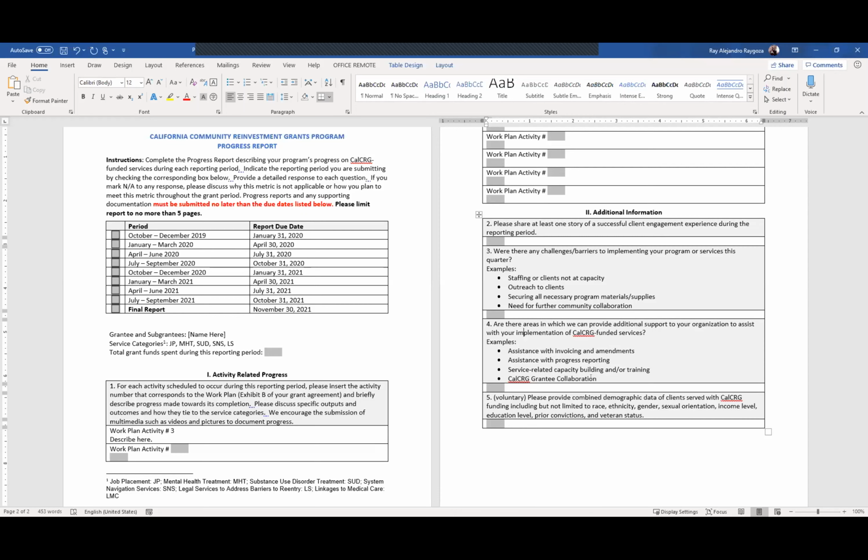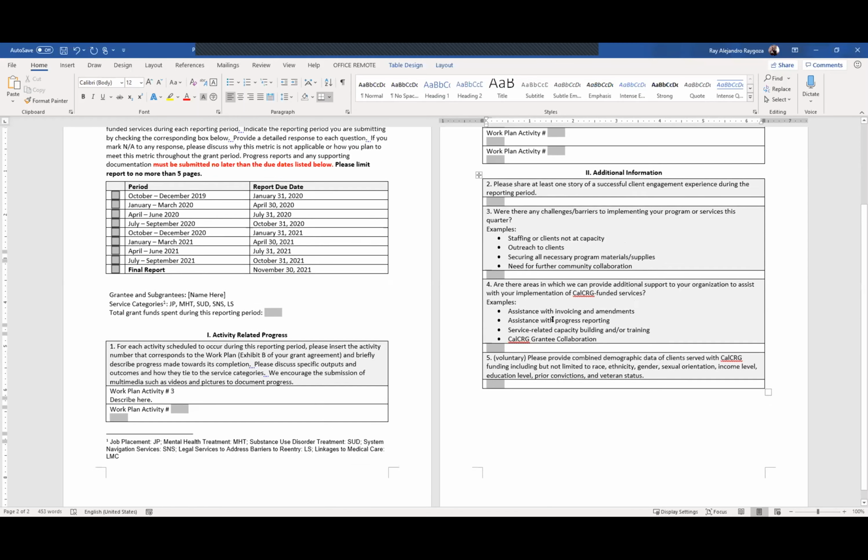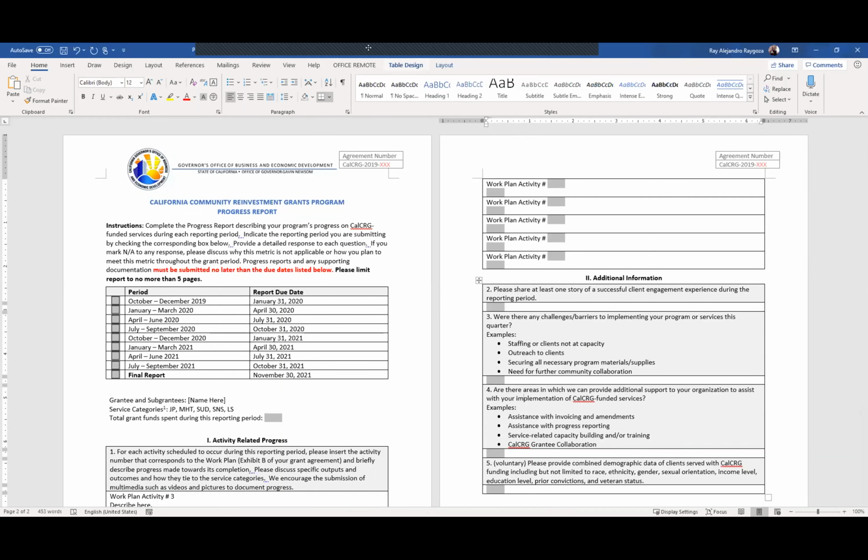Lastly, please include any demographic information that you have collected from your clients. You know that this is not mandatory, it's voluntary, but it helps us. So if you can do that, it would be great. And that covers the portion of the narrative document. So I'm going to change now and display the Excel spreadsheet.